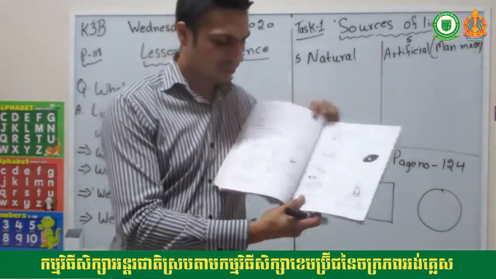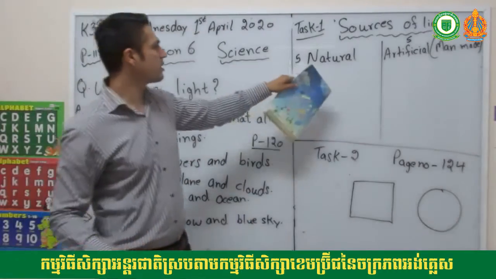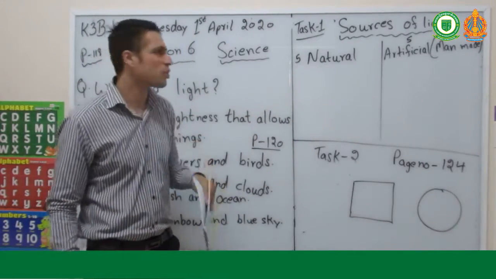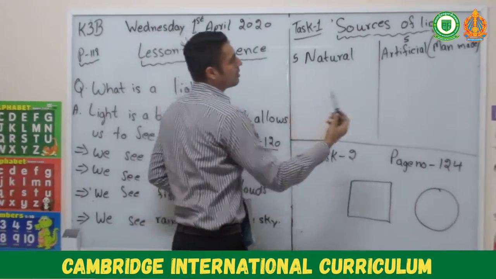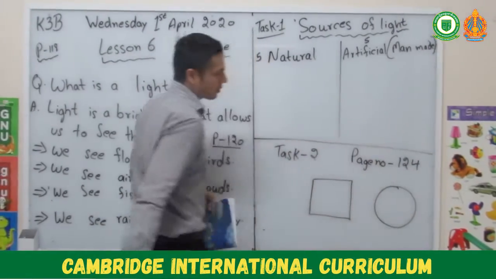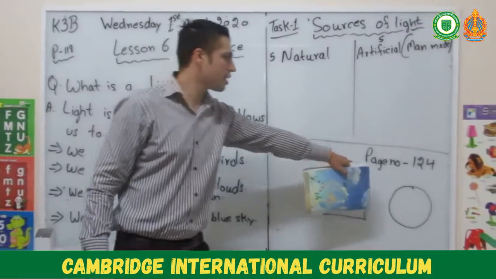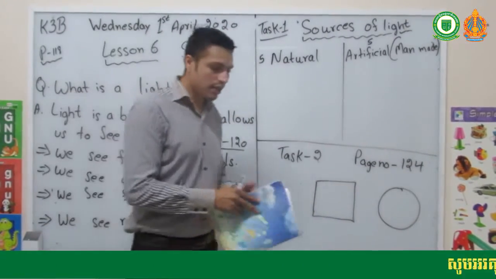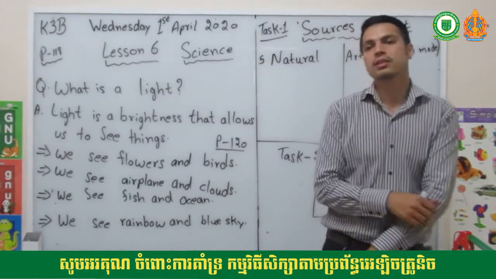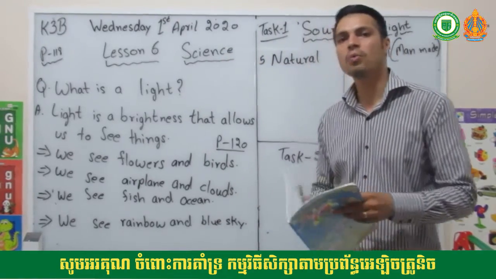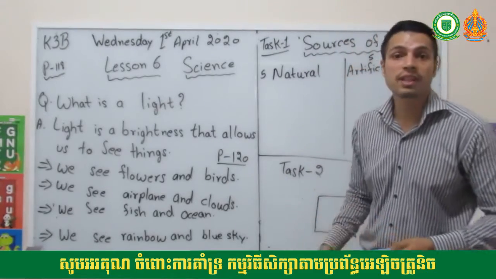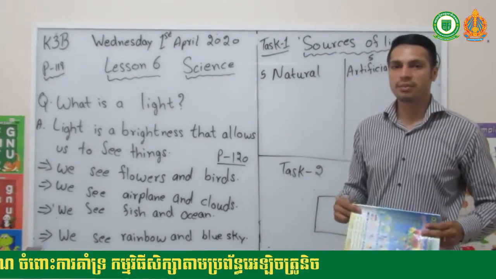So your first task is sources of light, at least 5 each: 5 natural sources and 5 artificial sources. And task 2, page number 124. If you need any assistance, you can ask me in the group. I will be there to help you. So this is the end of our second video. I will see you in the third video.